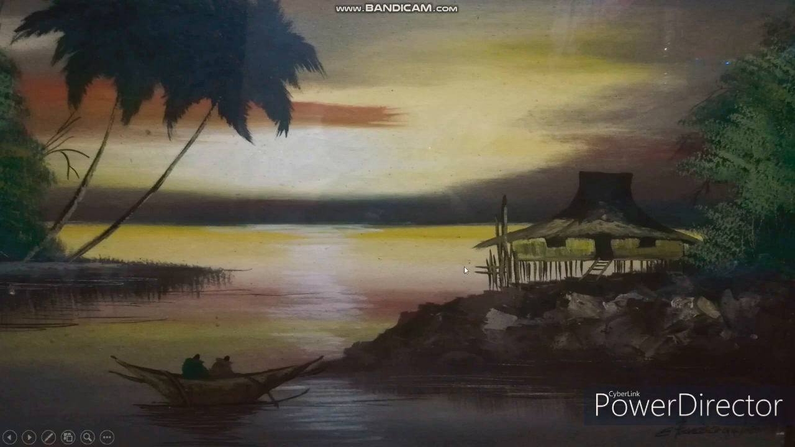The second element is the shape. They can be geometric and organic shapes. As you can see in the painting, we can distinguish some shapes on the cottage, the small boat, and on the surface where the cottage stands, and also the two people aboard the small boat.